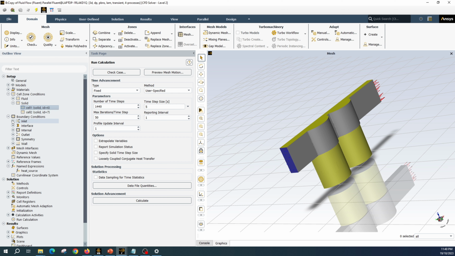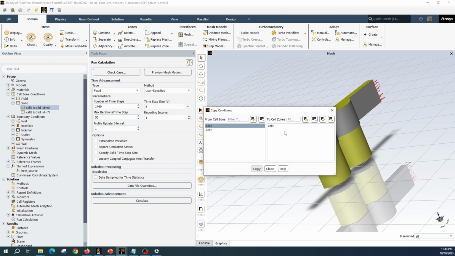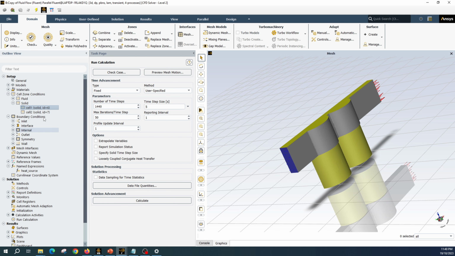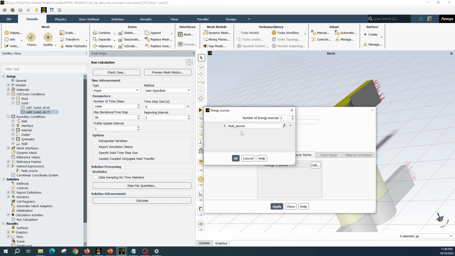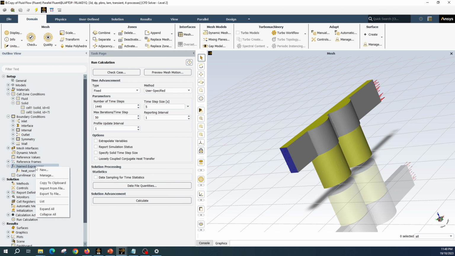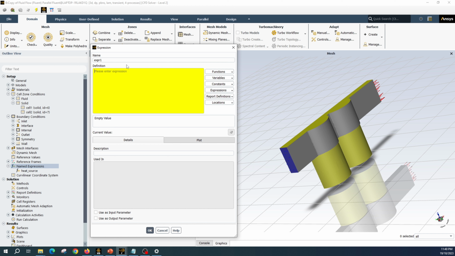We can do same over here in cell 2, but we can also do copy paste. So we will do copy from cell zone, cell 1 to cell 2 copy. So we don't need to repeat everything, just to copy, and if you can check, it had copied everything over here.